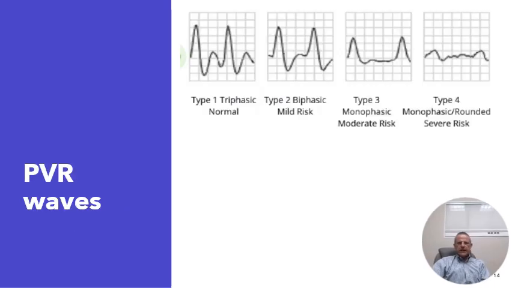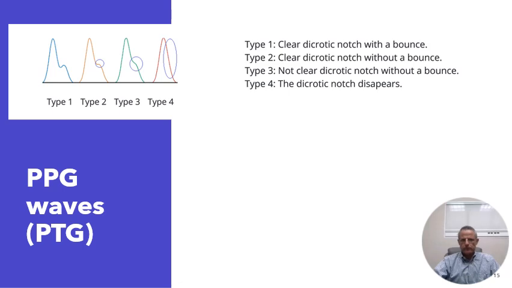So what types of waveforms do we see with the SMART ABI system? Well, we see a type 1, which is a triphasic normal. We can then see some mild disease where we're starting to get a biphasic waveform, as opposed to a monophasic where there's really only one peak occurring. That's a more moderate disease. And then a monophasic rounded type of waveform, which occurs with more severe peripheral vascular disease.